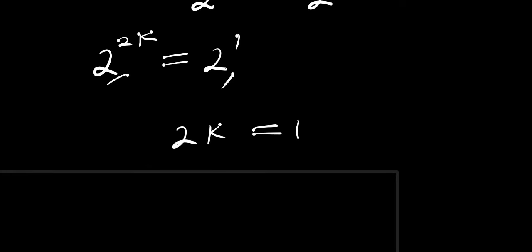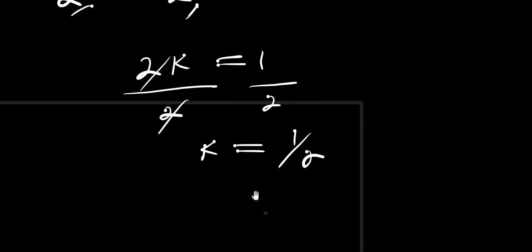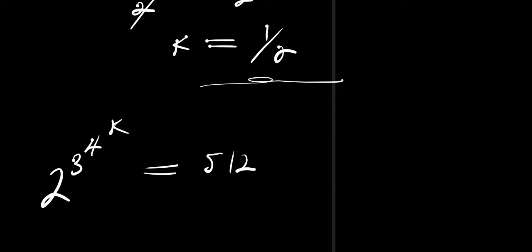If that is the case, how can we solve for k? We divide this by 2, we divide this by 2. 2 cancels 2, we have k equals 1 over 2. So this is the value of k that will satisfy this equation. Now let's go ahead and check. Remember, we have 2 power 3, power 4, power k, and this equals 512. And our k is 1 over 2.